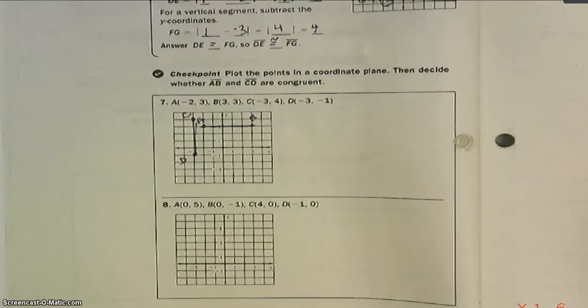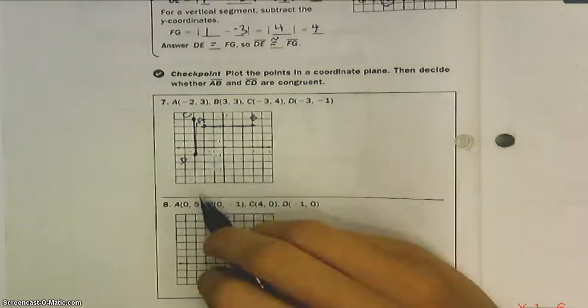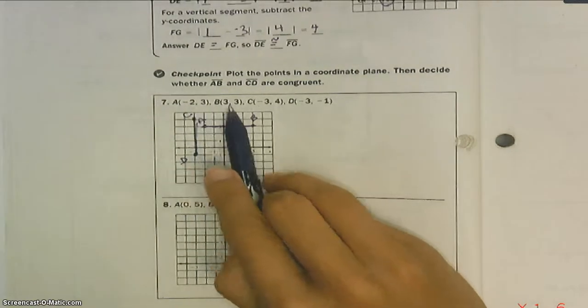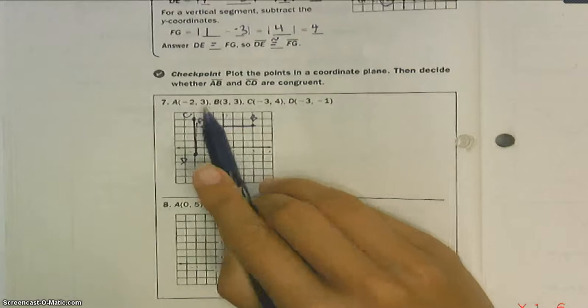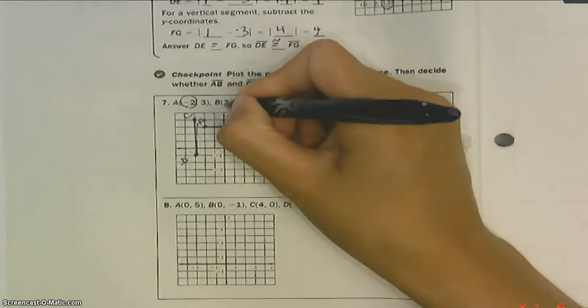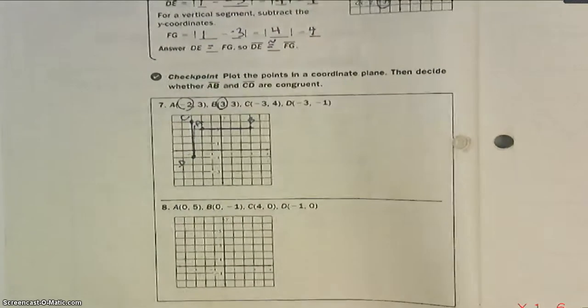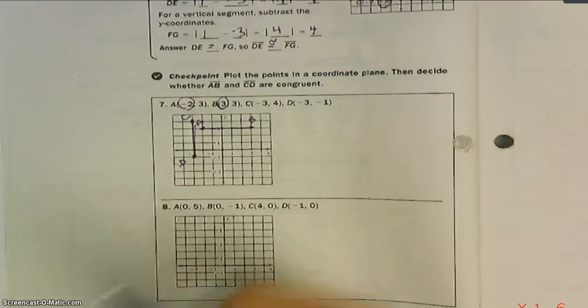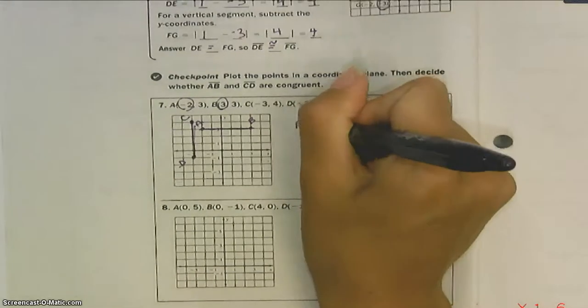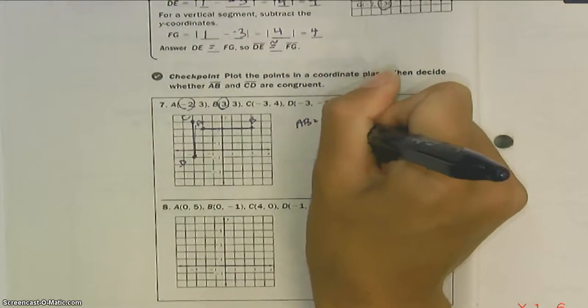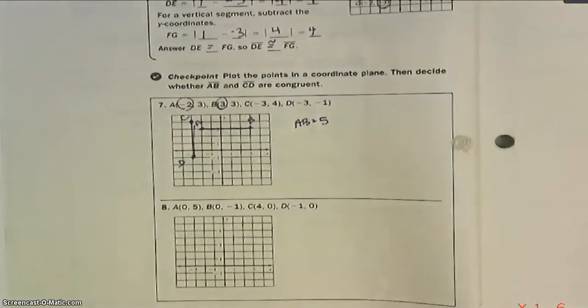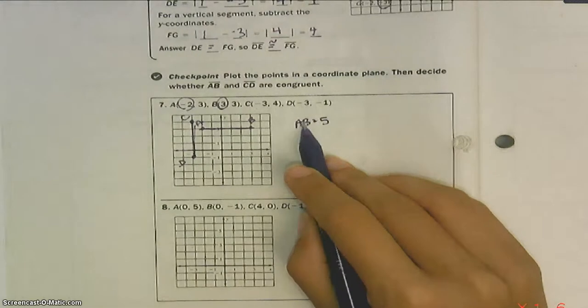So you can either count or subtract. I'm going to do subtracting and then I'll show you the counting. So from A to B, let's look at what's changing. The x is changing. How far is it from -2 to 3? Well, that is 5. So AB, the length of AB is 5. Remember, the bar above this means length.